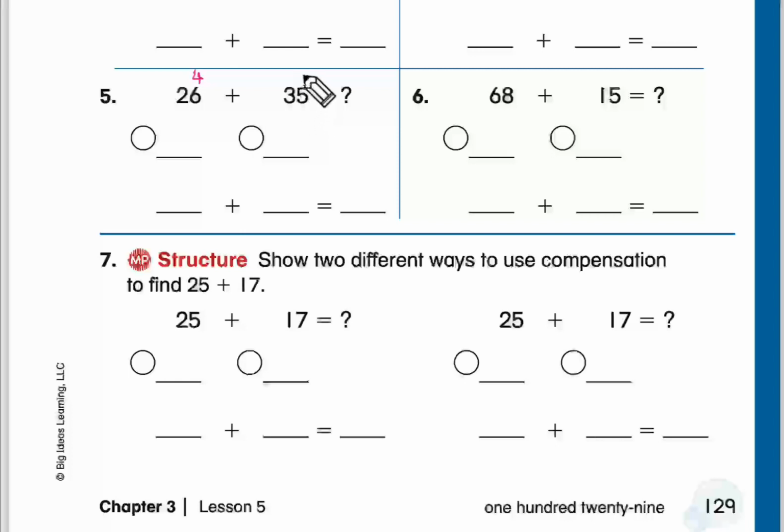Oh no, we need 5. So you can add 4 to the 26 and you can add 5 to the 35. So the better here is adding 4 to the 26. Right? Yes. So we add 4 to the 26 and we take these 4 from the 35.